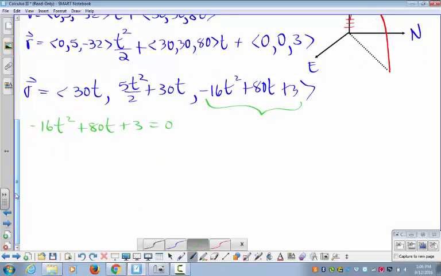Not a factorable quadratic. Throw it into Desmos. Does anyone remember what the t value is there? It's probably going to be like 5 or something like that. We can throw it into Desmos quickly, though.